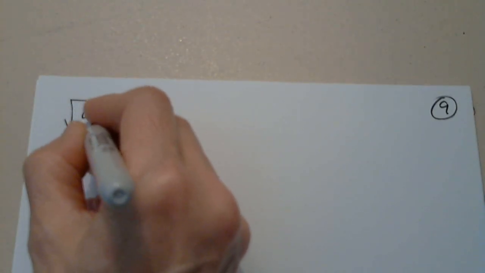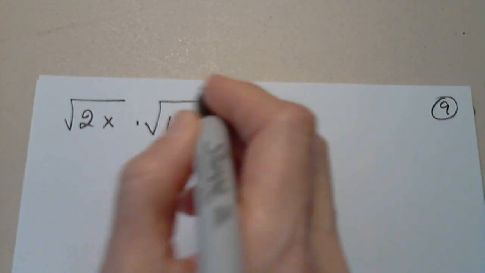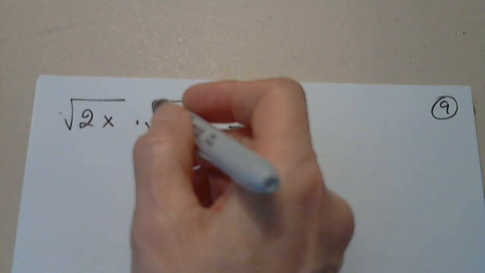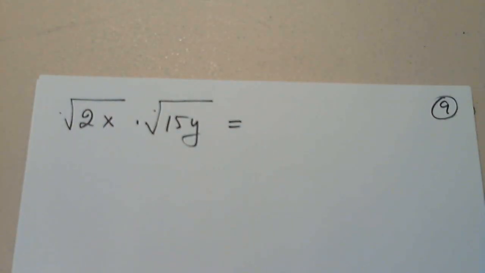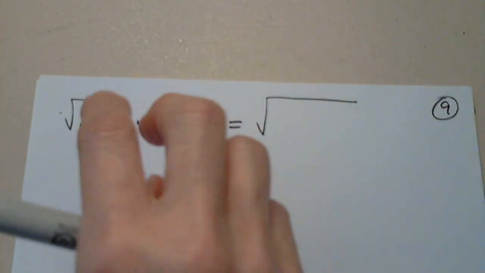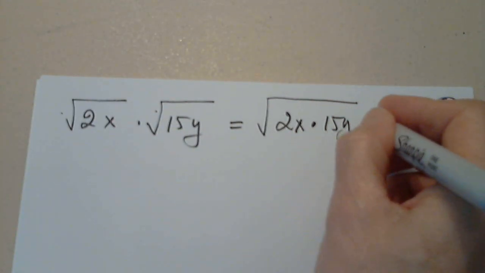Now a little bit backwards, meaning we are given the square root of 2x and the square root of 5y. We are asked to multiply them. Okay, they have the same index. If they don't have the same index, I cannot multiply them. But they have the same index. So I will write the square root of this times this, 2x multiplied by 5y.